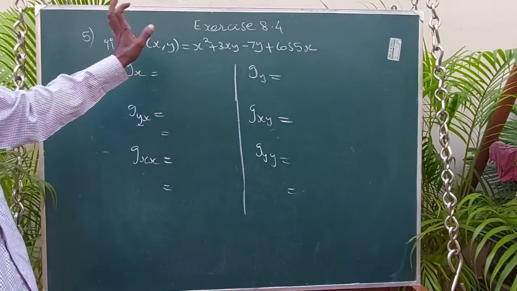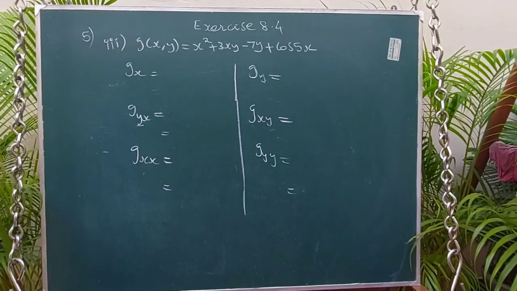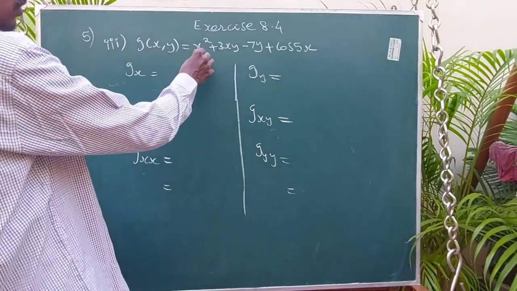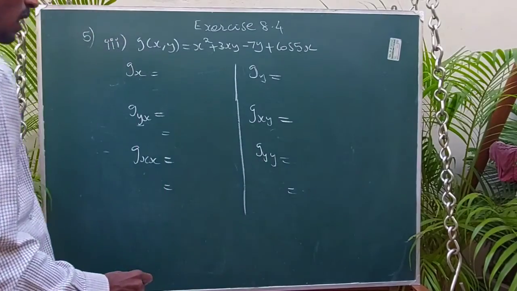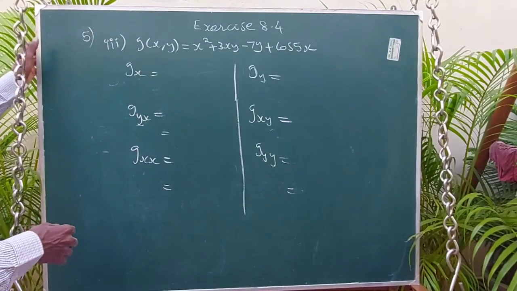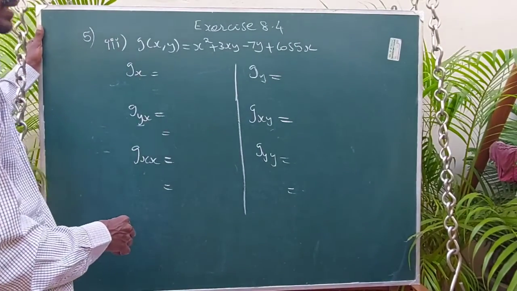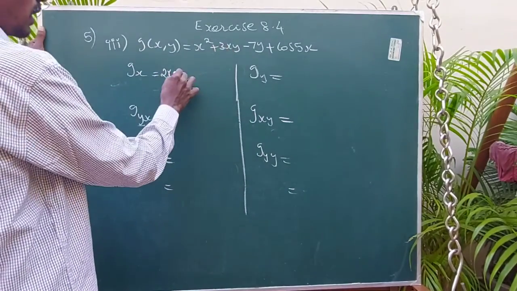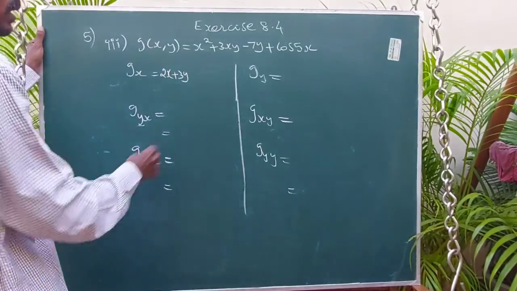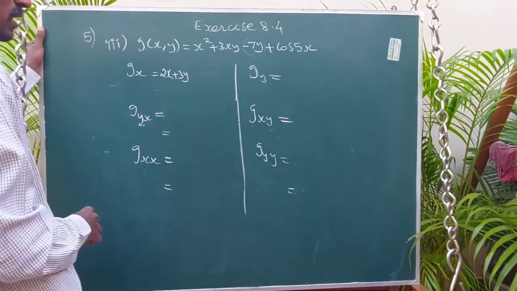Subdivision 3, question number 5 in exercise 8.4. g of xy is given as x square plus 3xy minus 7y plus cos of 5x. Again we need to find the same things. First with respect to x, imagine y as constant. So x square differentiation is 2x, 3y is a constant, differentiation of x is 1, and minus 7y, y is a constant, the whole thing 0.